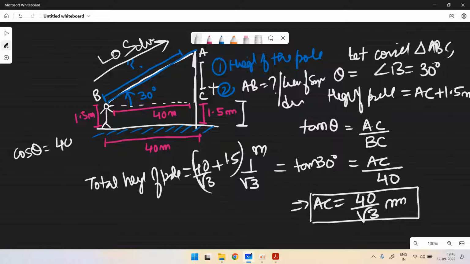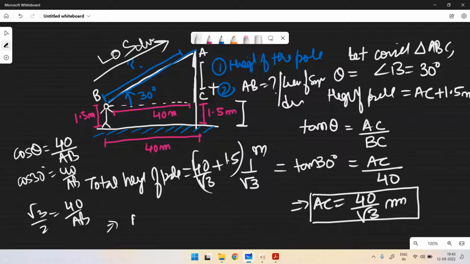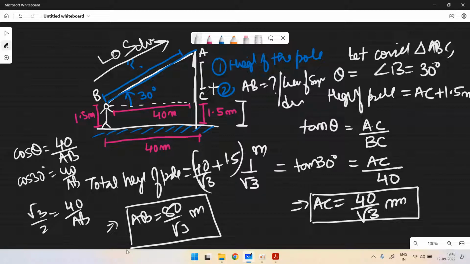Cos of theta will be 40 meters as base over the hypotenuse AB. Now cos of 30 degree equals 40 by AB. What is cos 30? Cos 30 is root 3 by 2. So 40 by AB, and if you find this value, AB equals 80 by root 3 meters. This is line of sight distance.